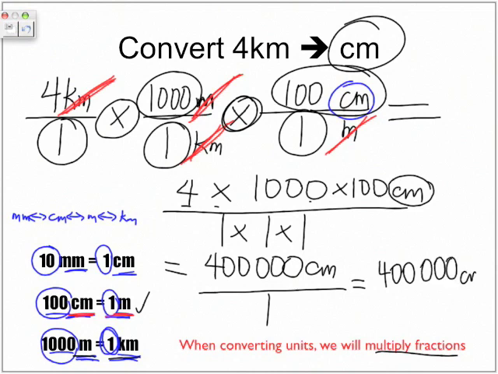So therefore, this answer is 400,000 centimeters. So 4 kilometers is equivalent to 400,000 centimeters.